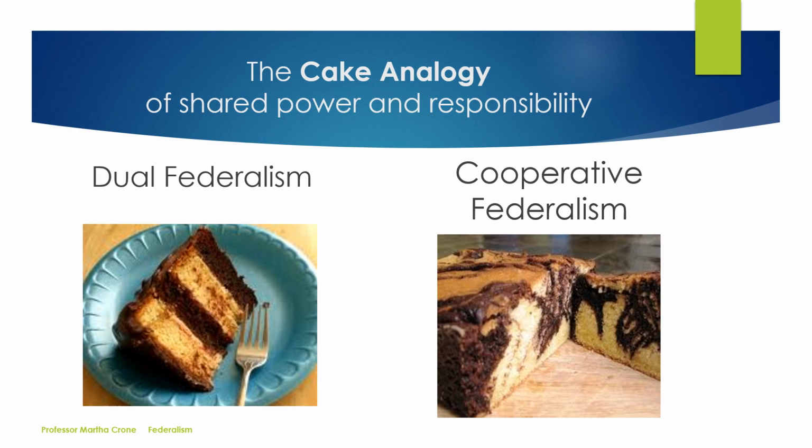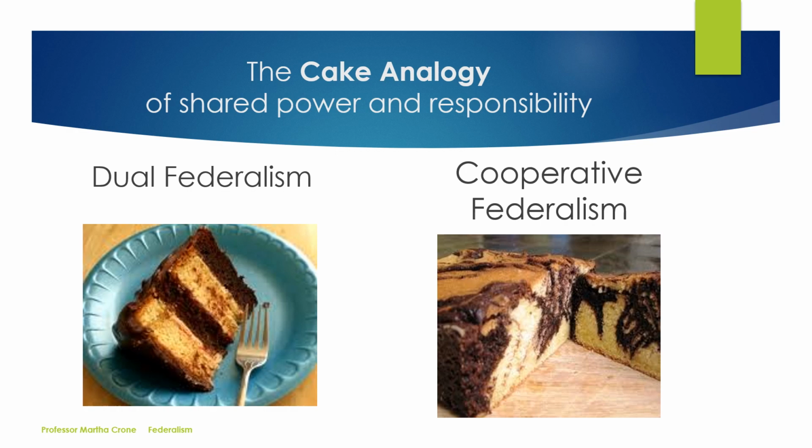Political scientists like to use a cake analogy to talk about the differences between these two types of federalism. So imagine that the chocolate part of a cake represents the national government's power, and the vanilla part of the cake represents the state government's power. In a layer cake like the one on the left, the two flavors are completely separate and they don't mix. This analogy is like dual federalism, where the areas of power and responsibility for both the states and the national government are very separate.